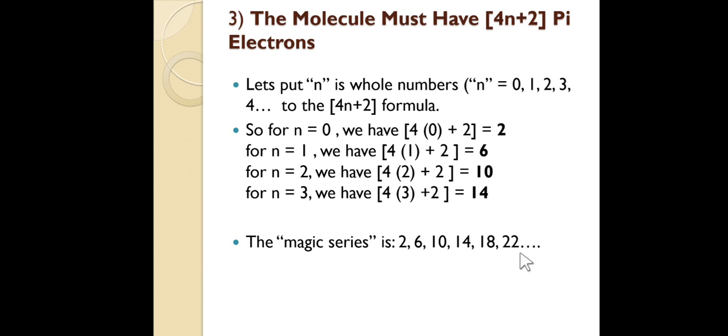Okay, so this is very simple. We need not find n. n is any integer number like 0, 1, 2, 3, 4, and the magic numbers for the pi electrons for aromaticity are 2, 6, 10, 14, 18, 22 and so on. So this is how we are going to consider the 4n plus 2 pi electron system.